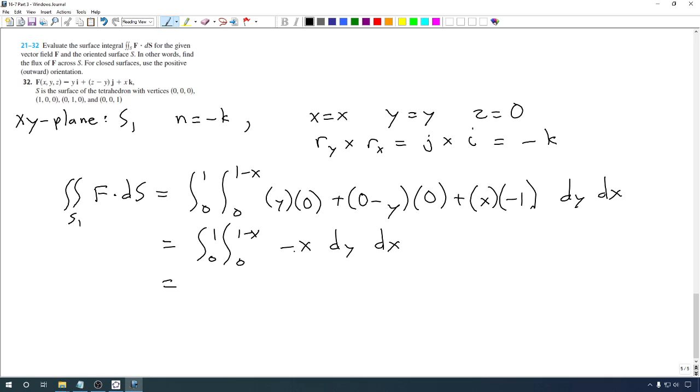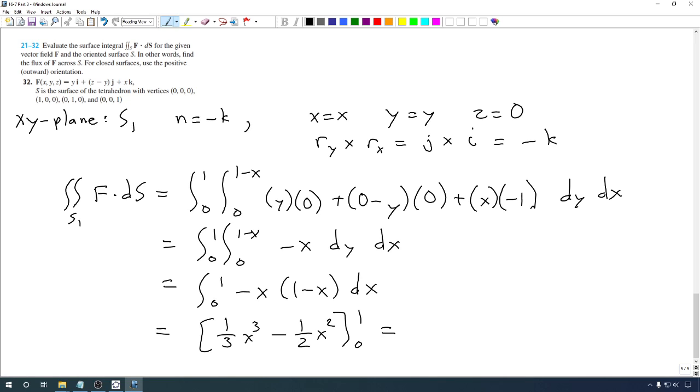No y's in here, so when we integrate that, it becomes a negative xy, evaluated from 0 to 1 minus x, which really just turns into negative x times 1 minus x. Or in other words, we're really integrating x squared minus x. The integral of x squared is 1/3 x cubed. The integral of negative x is negative 1/2 x squared, still going from 0 to 1. When we plug in 1, we get 1/3 minus 1/2. When we plug in 0, we get 0. 1/3 minus 1/2 gives us a negative 1/6 for this integral.